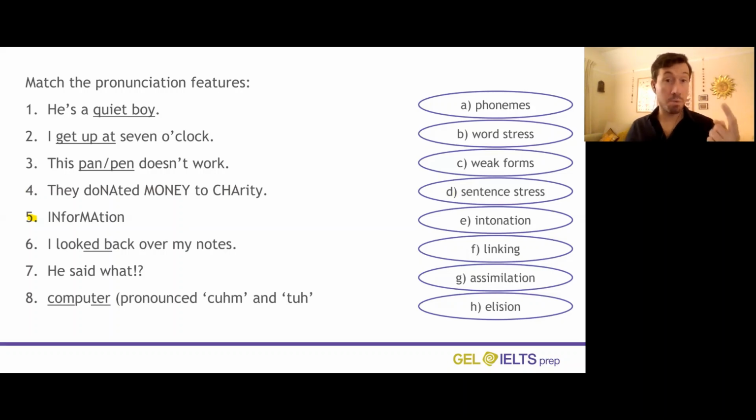Okay, well, this is just one word, but it's got two strong parts. Information. Information. We can see that that one is about word stress. So not sentence stress, because that looks at a whole sentence, but word stress. Information. Now look at number 6 and try to do the same again.